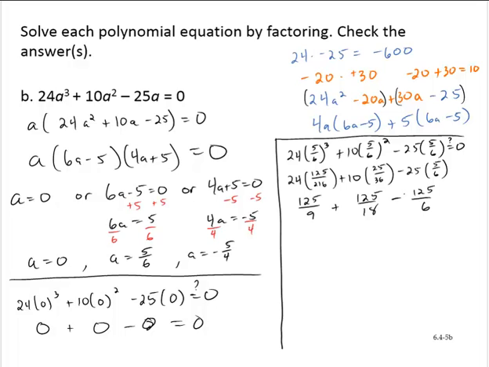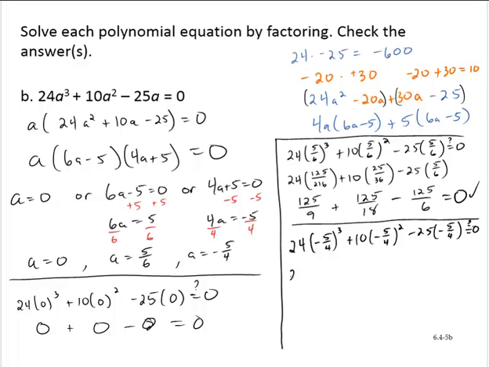All right, now I'll just check that arithmetic on the calculator. 125 over 9 plus 125 over 18 minus 125 over 6 does in fact equal 0. So that checks out. All right, and what about negative 5/4? Similar process. 24 times negative 5/4 cubed plus 10 by negative 5/4 squared minus 25 by negative 5/4. Is this equal to 0?